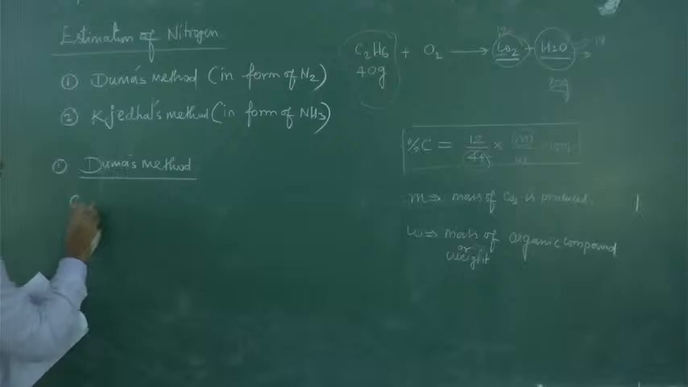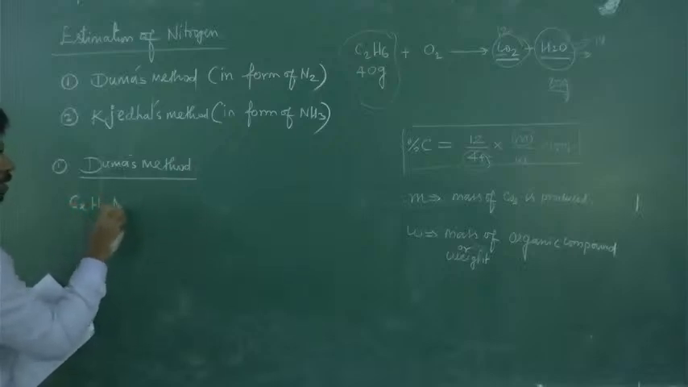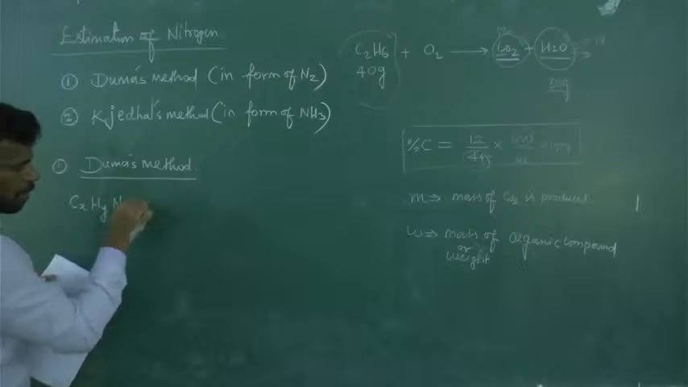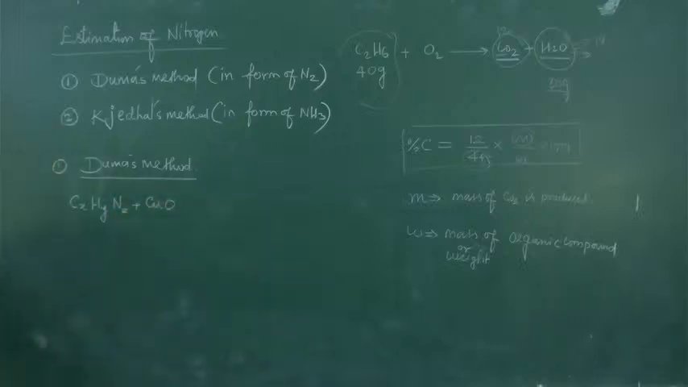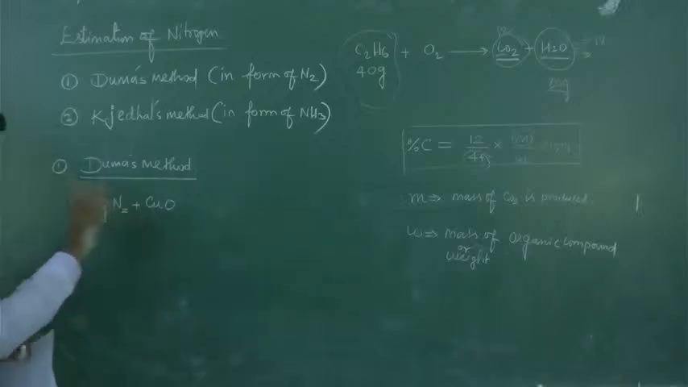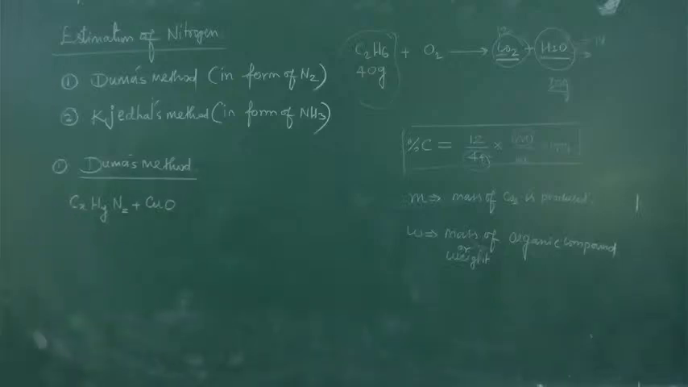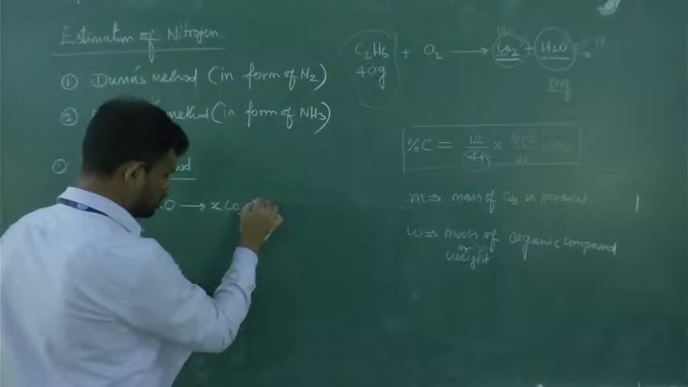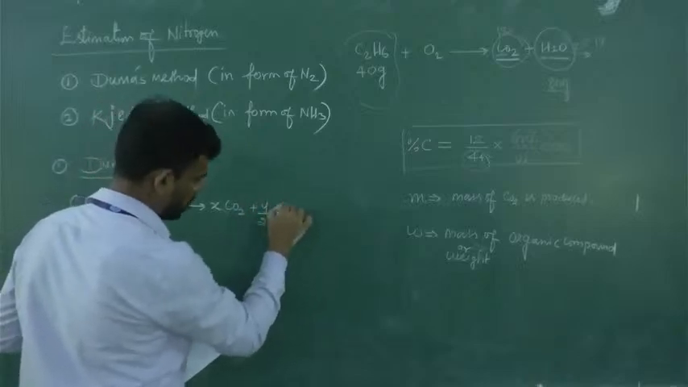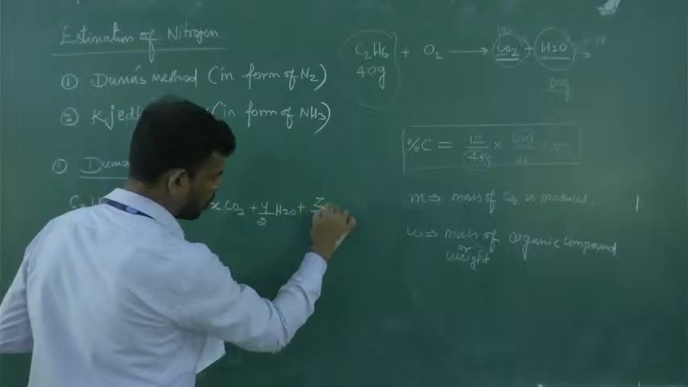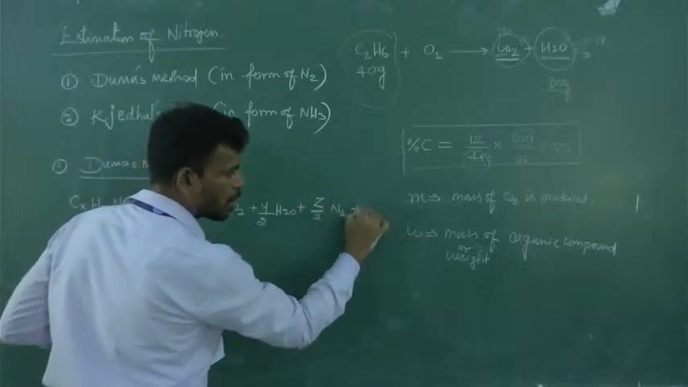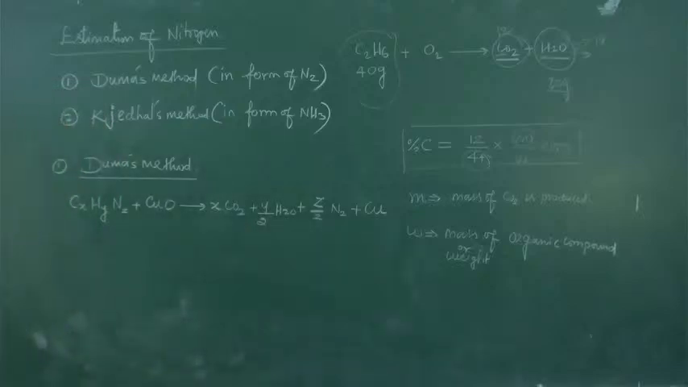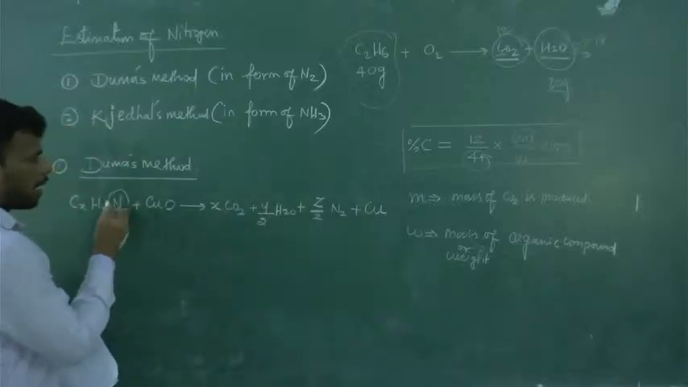Suppose you take an organic compound which has carbon, hydrogen, nitrogen, C X H Y N Z. You don't know how many, irrespective of the number of carbon and hydrogen, but it has nitrogen. You treat with copper oxide. What will you get? X CO2 plus Y by 2 H2O, then Z by 2 N2 plus copper. This is the general reaction.